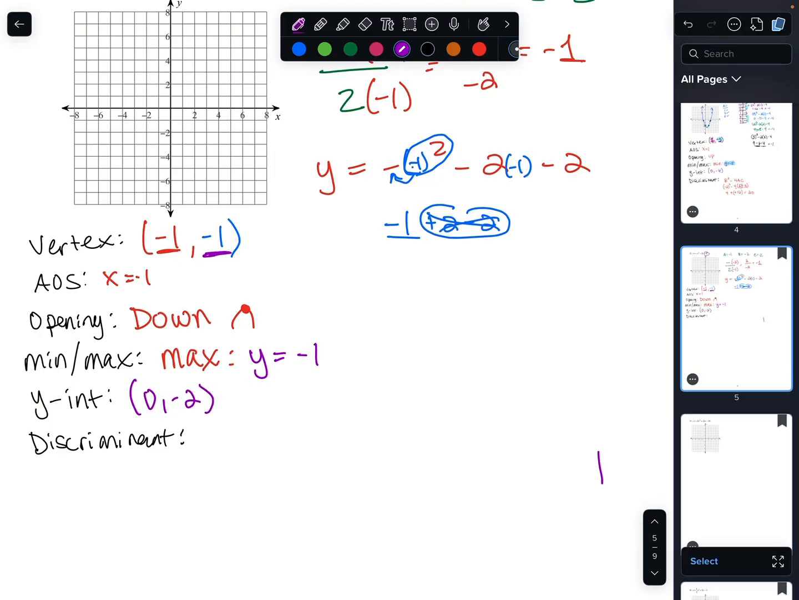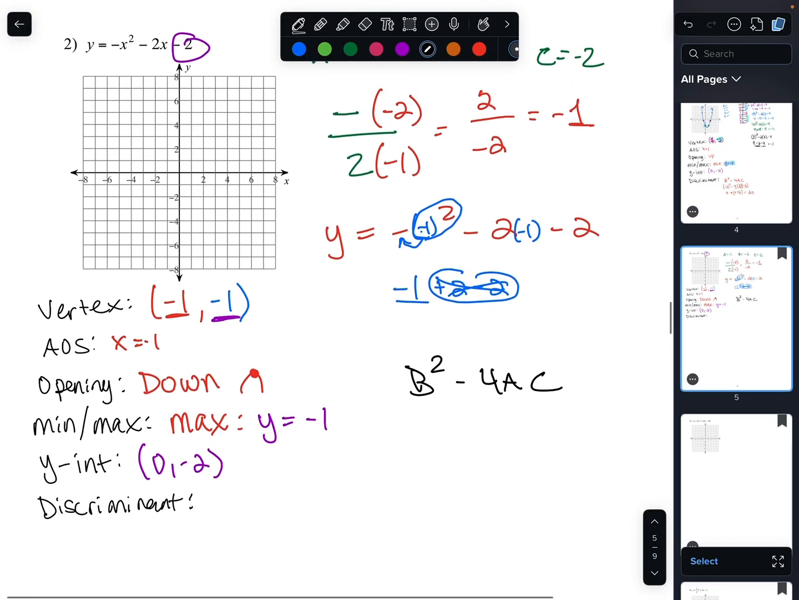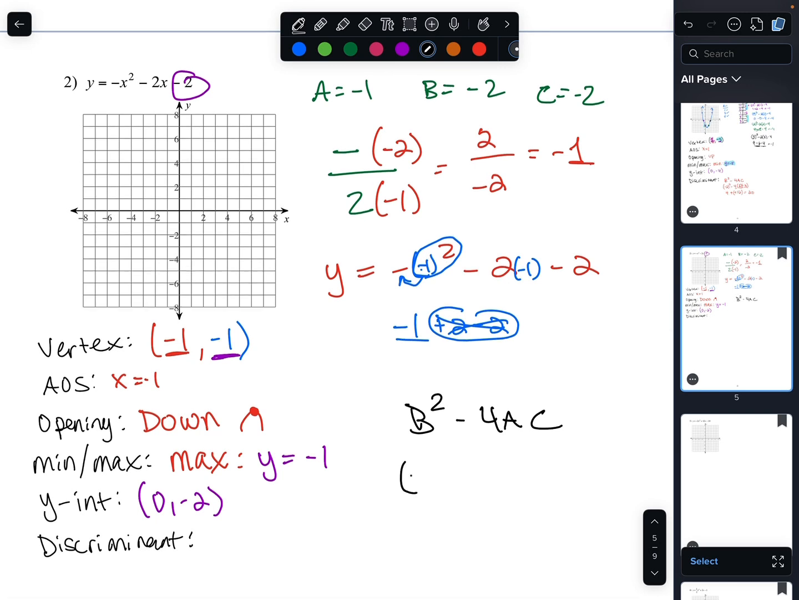And then my discriminant, I'm going to use it really quick just to tell me how many solutions I should have on this one. B squared minus 4ac. My b is negative 2 minus 4 times negative 2 times c is going to be negative 2 again. Sorry, A is not negative 2. A is negative 1. That does not go there. That does. Okay, there we go. 4AC. All right.